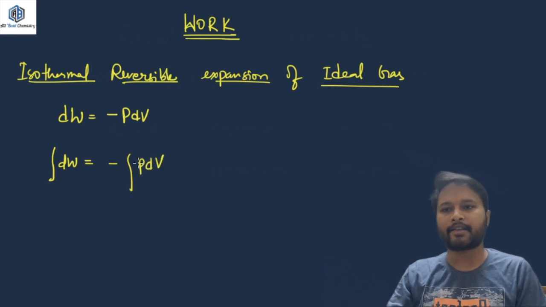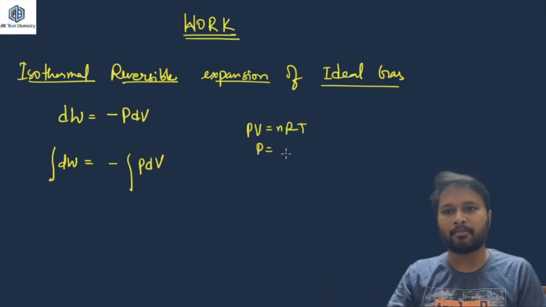Now you can use the ideal gas equation in order to put the value of P. So we know that PV is equal to nRT. Just substitute the value of P, so that will be nRT by V. Just substitute it over here.